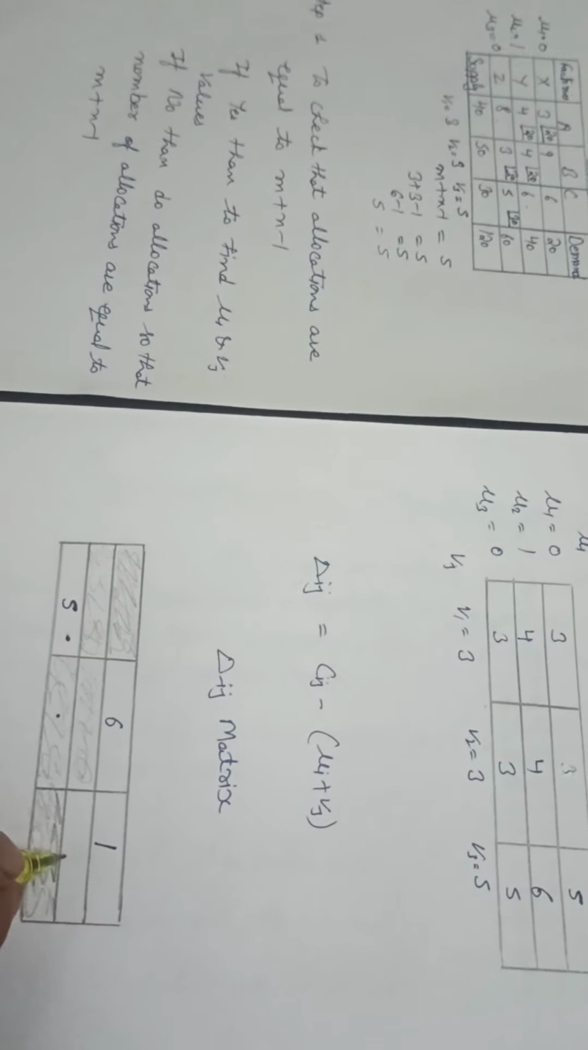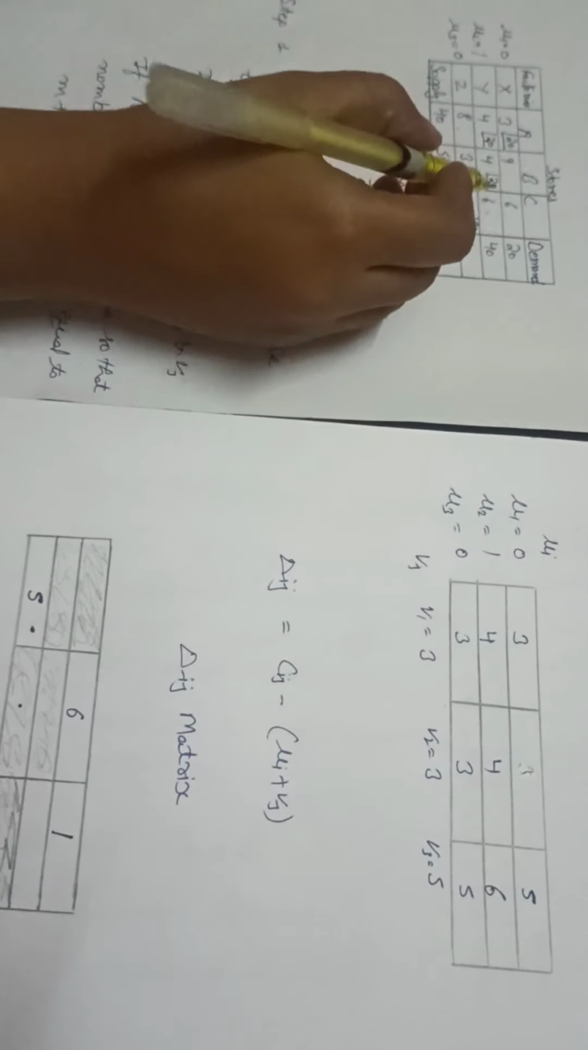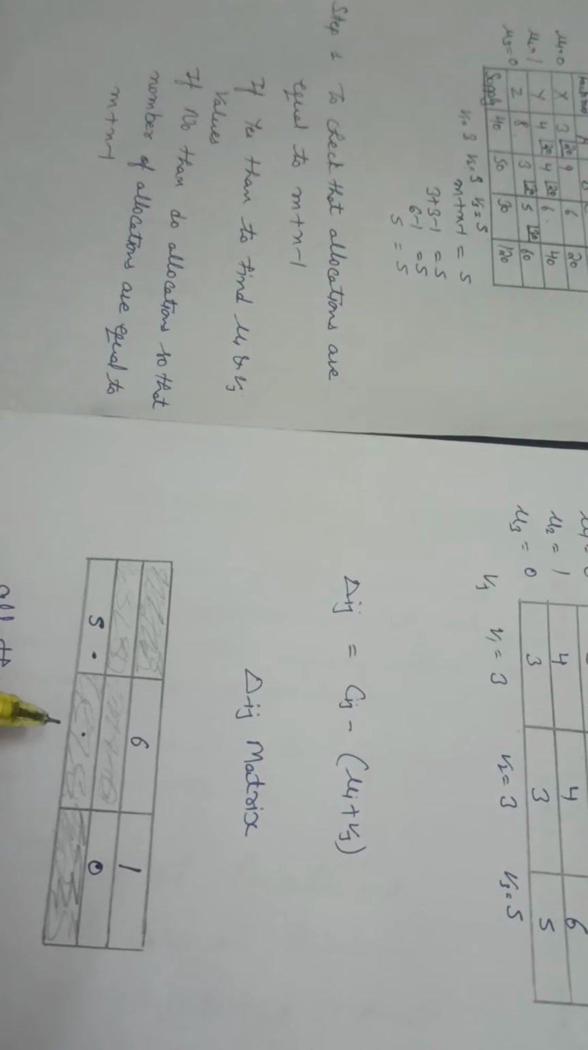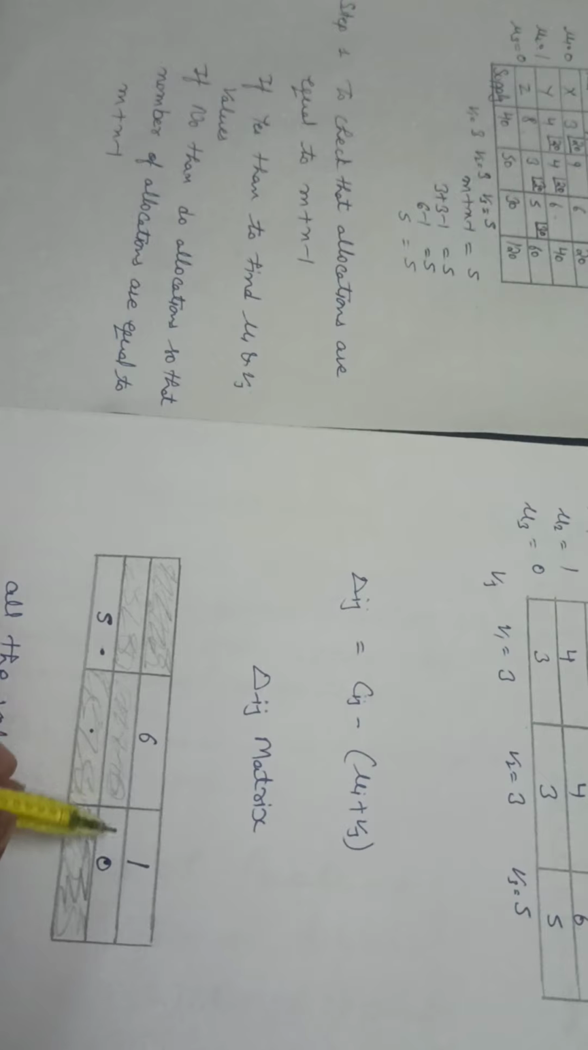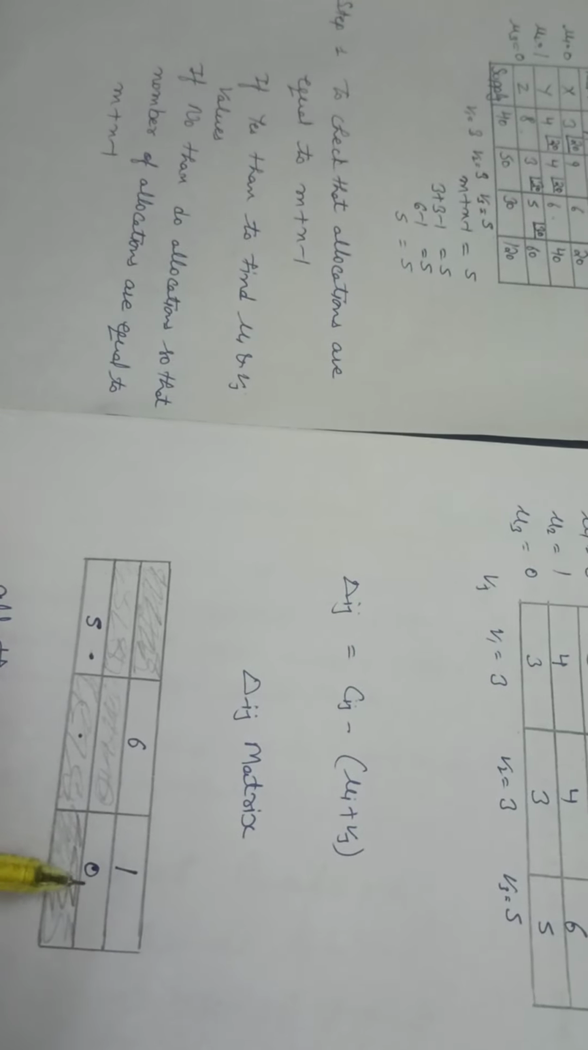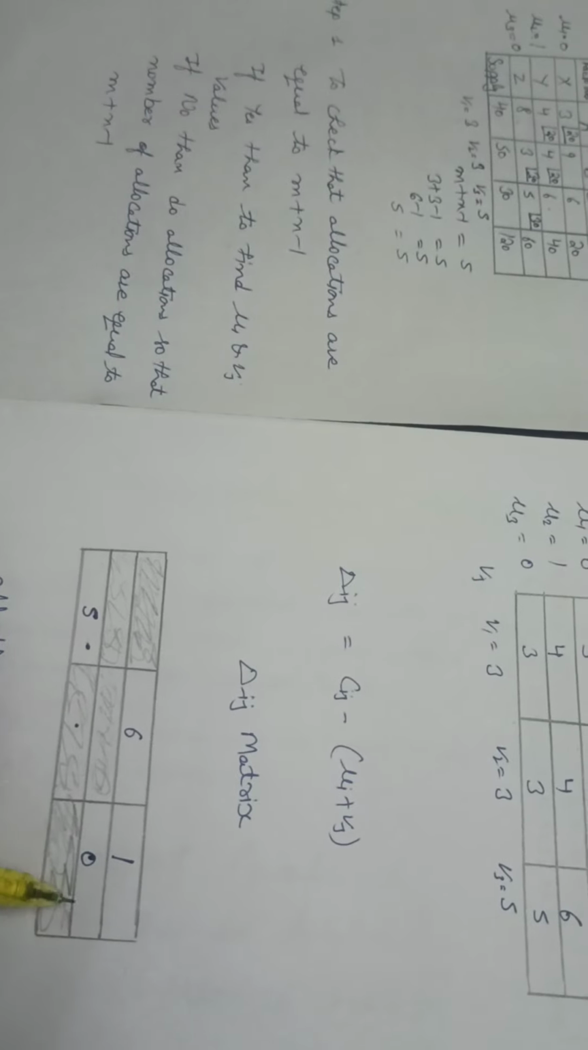Now we will write in this cell. We can see here we have 6 in the original problem, and also 6 in the ui plus vj matrix. We will deduct 6 from 6, which is equal to 0. Now you can see that all cells are filled with values. You can see here we also have 0, and all values are positive.